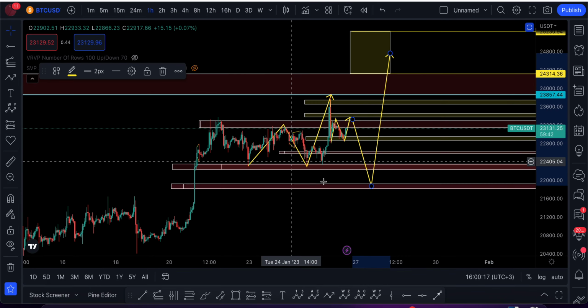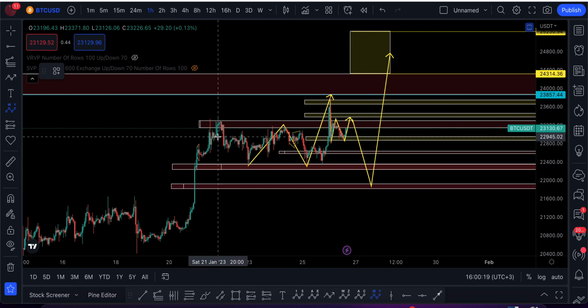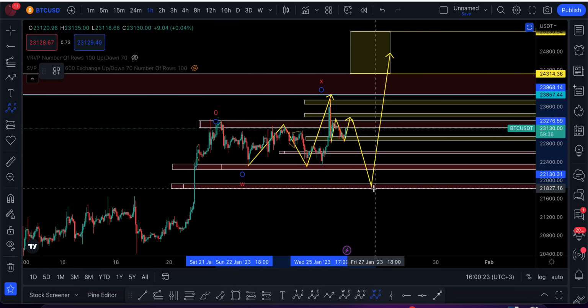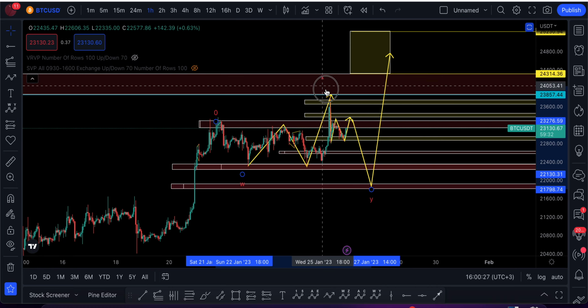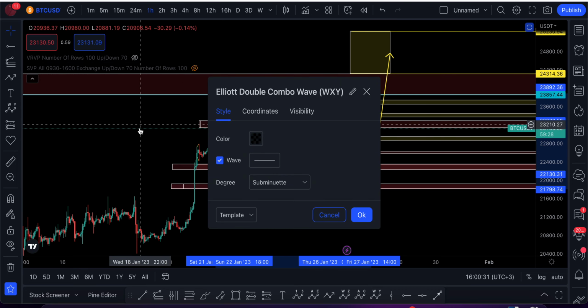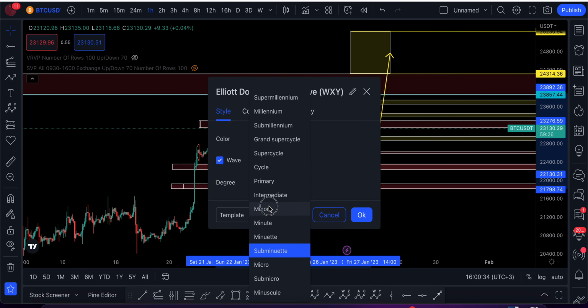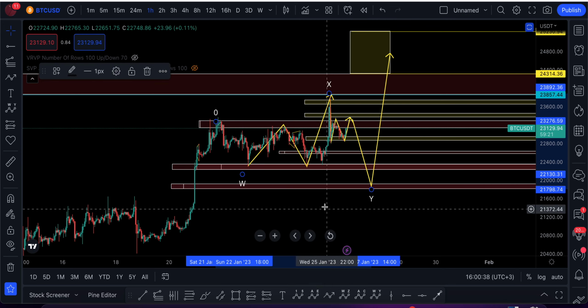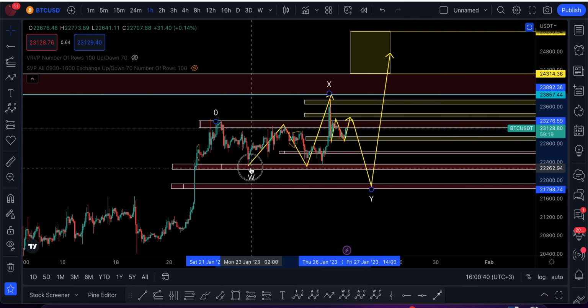So this structure, if it were to occur, would form our W, our X, our Y, forming a larger corrective structure of WXY. Let me just maybe make them bigger, which is minor, and white probably. All right, so this is another structure that I'm looking out for.